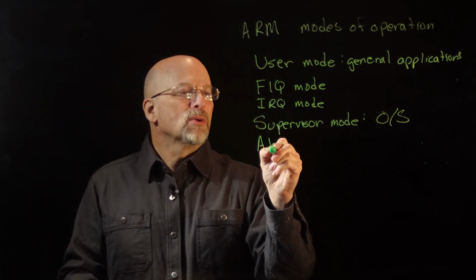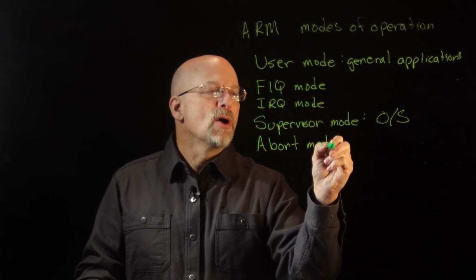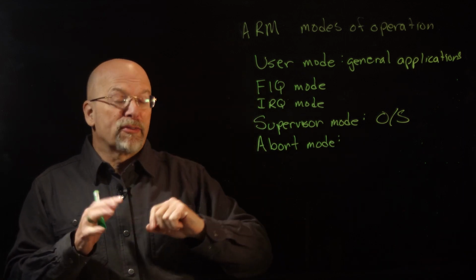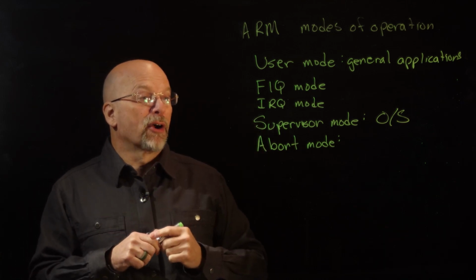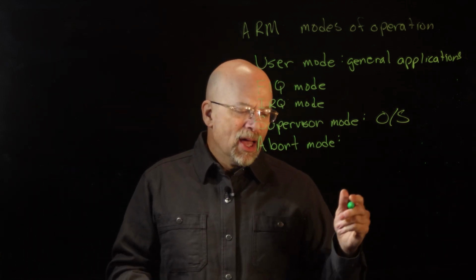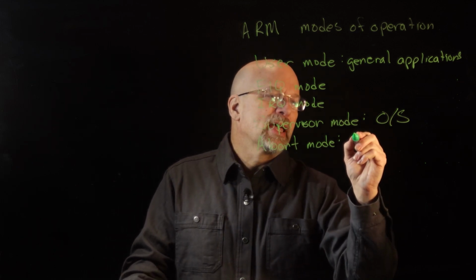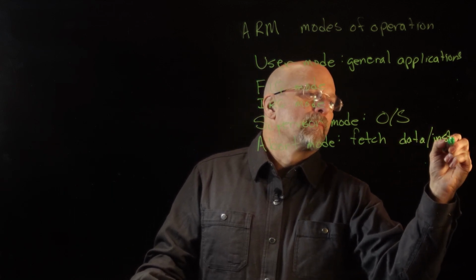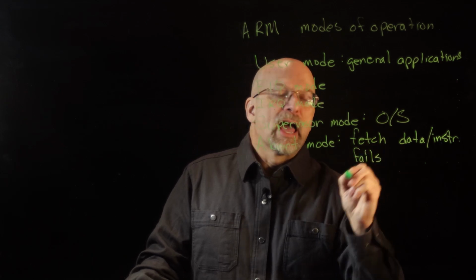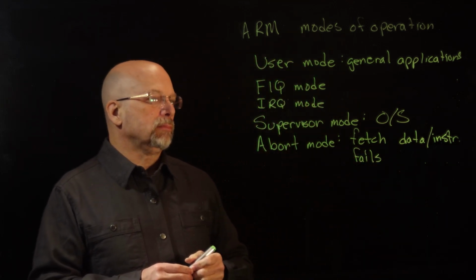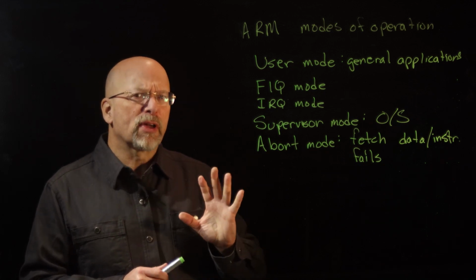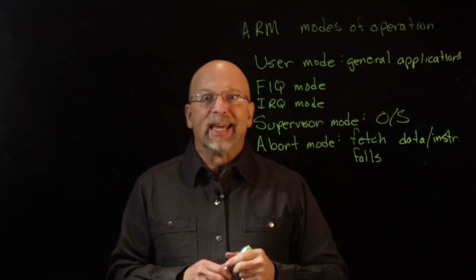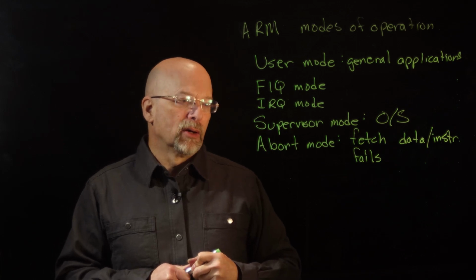There is a mode called abort. This mode, believe it or not, is another interrupt. So if you get interrupted with a fast interrupt request, you go to FIQ. If you get a general interrupt, you go to IRQ. Abort is a special type of interrupt. Basically, it's whenever you try to fetch data or instructions and it fails, and we have to abort. That's going to say, okay, we've got a special interrupt service routine we're going to need to call whenever we get a bad fetch on data or code.